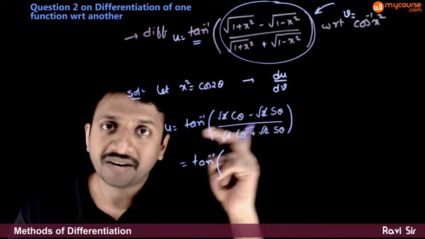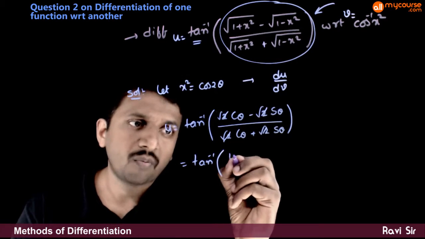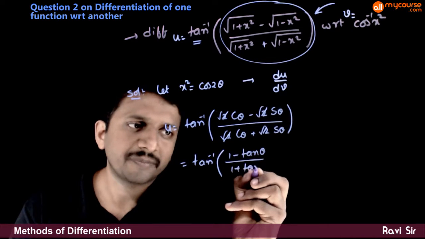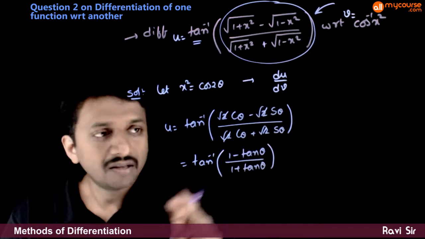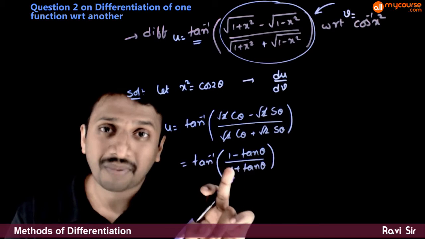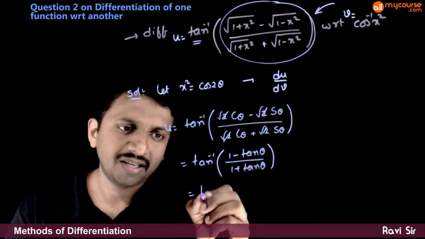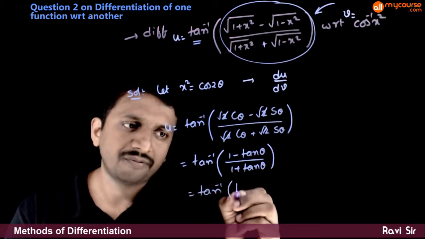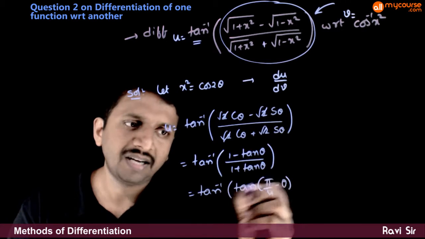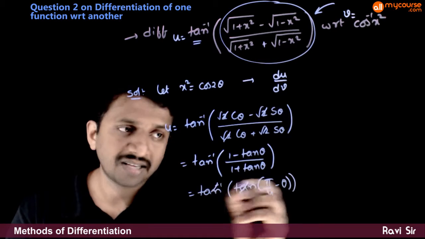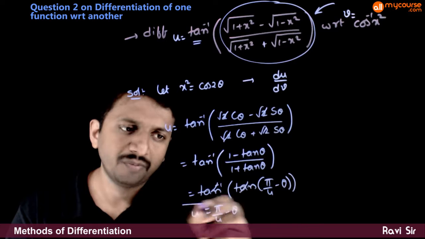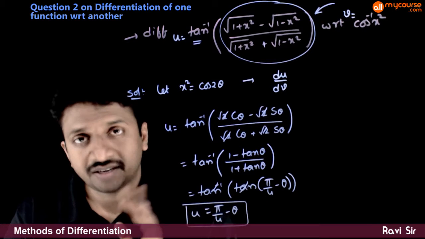If you divide numerator and denominator by cos theta, you get (1 minus tan theta) by (1 plus tan theta). So what is (1 minus tan theta) by (1 plus tan theta)? It is tan of (pi by 4 minus theta). So it is tan inverse of tan of (pi by 4 minus theta). So tan inverse and tan get cancelled, and you're getting pi by 4 minus theta. This is my u in terms of theta.